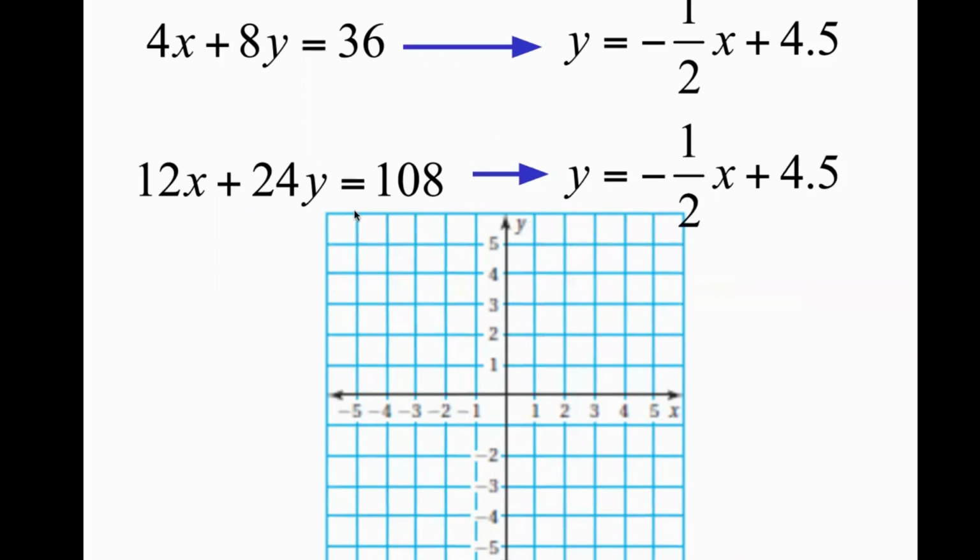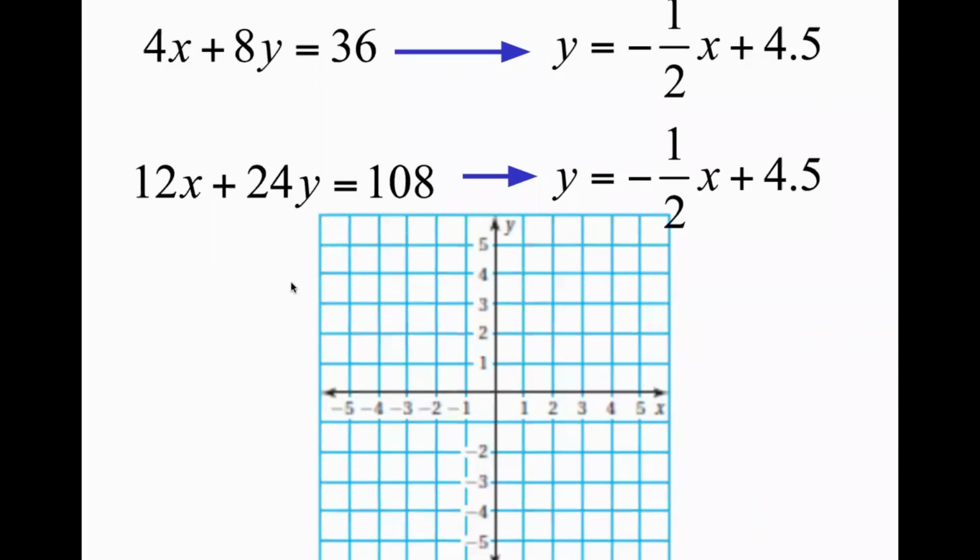So since we really only have one line, we just have to graph one line on our coordinate plane. We're going to first plot our y-intercept, which is positive 4.5. So that would just be the halfway point between 4 and 5 on the y-axis. And looking at our slope, we see that it's actually negative. So rather than going up 1 unit, we're going to go down 1 unit, but you're still going to run 2 units to the right.